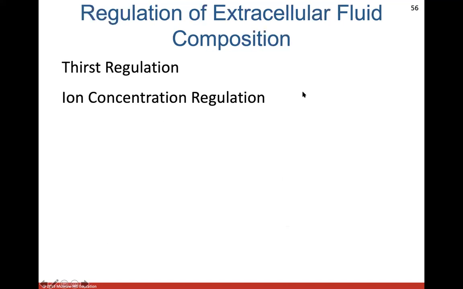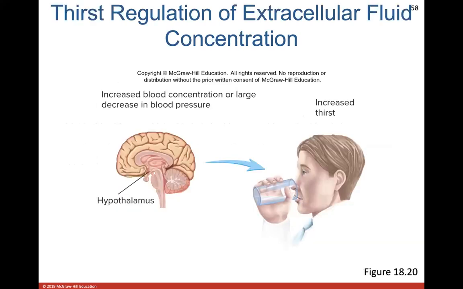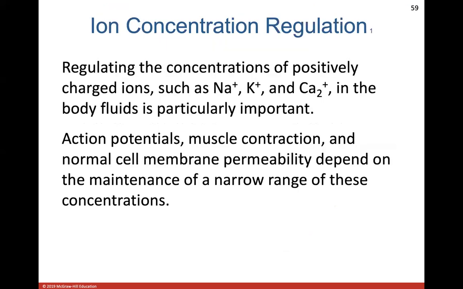Some regulation of the extracellular fluid includes thirst regulation and ion concentration regulation. For example, thirst: water intake is controlled by a thirst center in your hypothalamus. When the concentration of ions in the blood increases, like after you eat a really salty meal, it stimulates your thirst center to cause thirst. And when water is consumed, the concentrations of the blood ions decrease due to a dilution effect, and this will cause the sensation of thirst to decrease. So this just shows how increased blood concentration tells your thirst center in your hypothalamus to drink water.